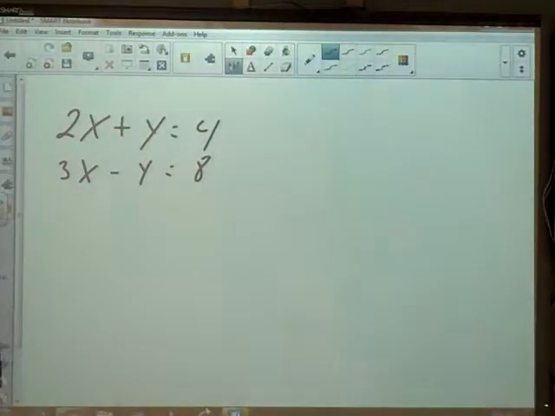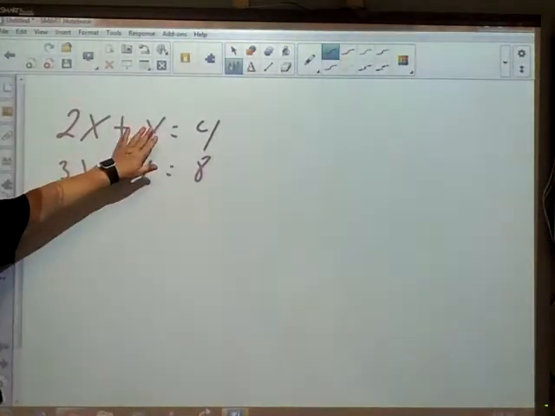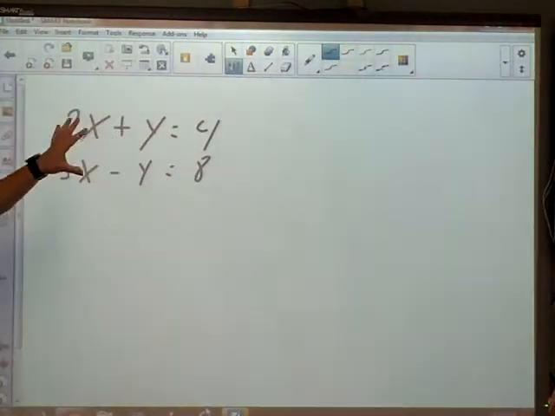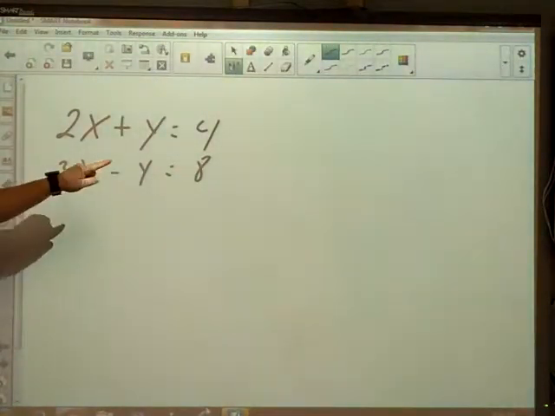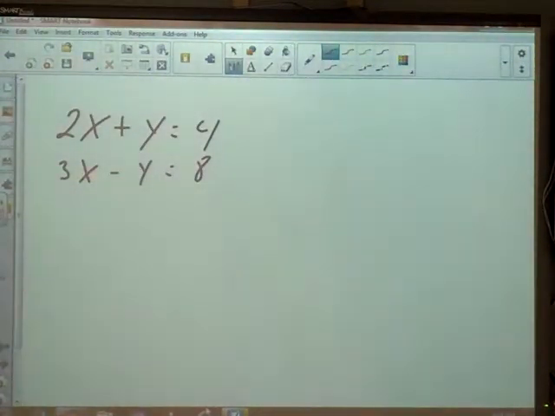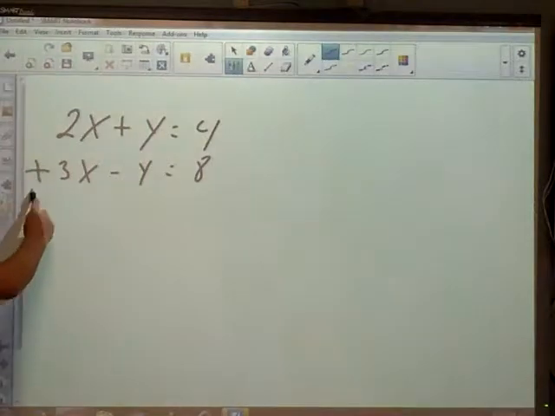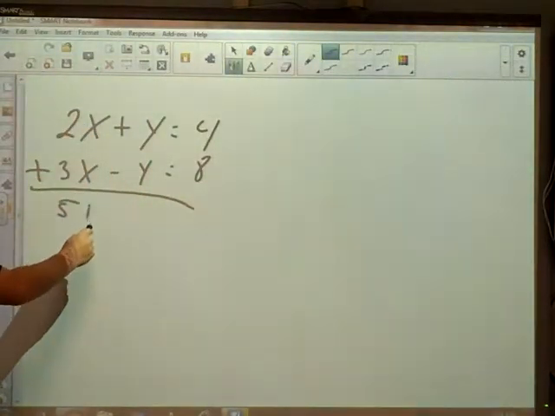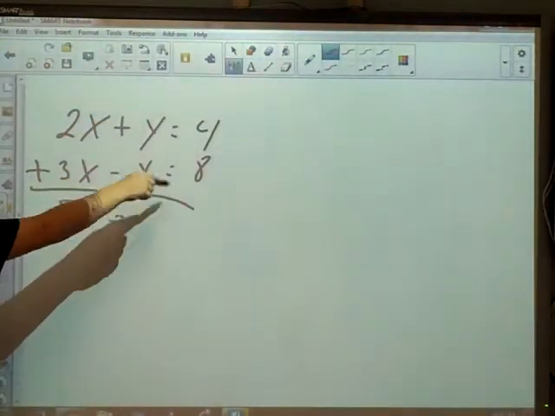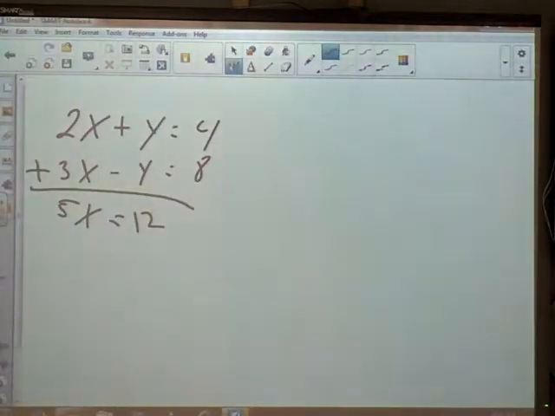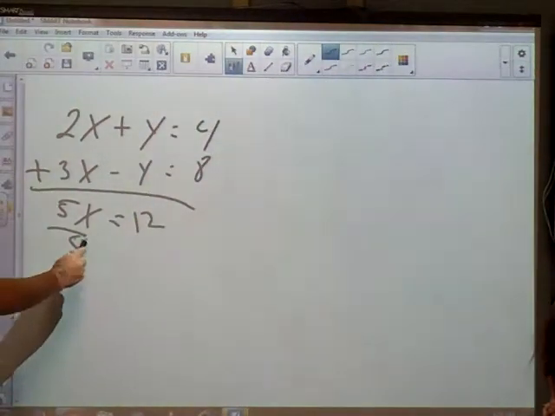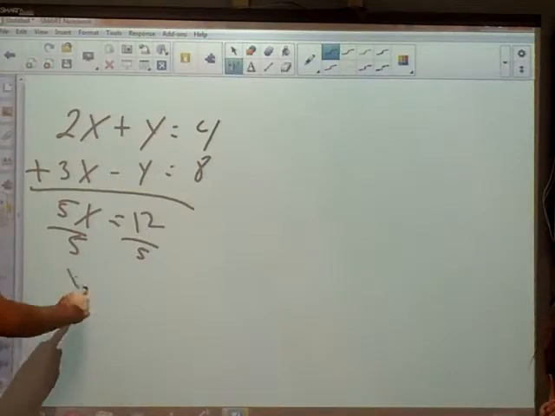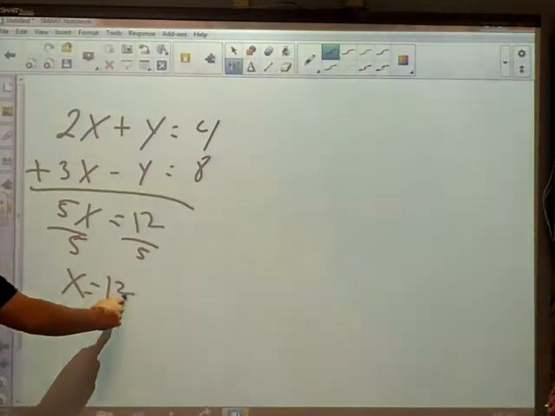We would look at this real quick, and we would say, I'm going to get rid of those y's. Since those y's are opposite signs, you would add these. This would be 5x equals 12. 2x and 3x is 5x. Negative y is nothing. 4 and 8 is 12. Then you would solve that for x.